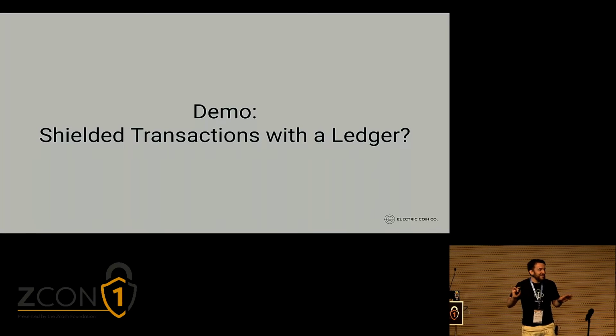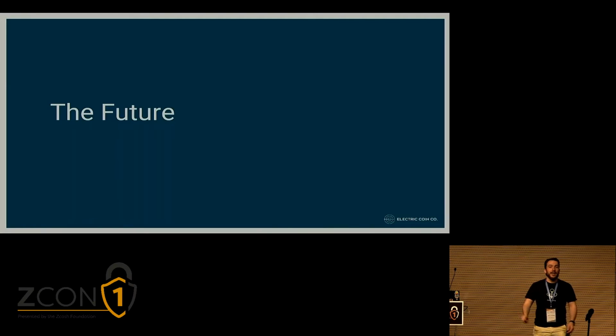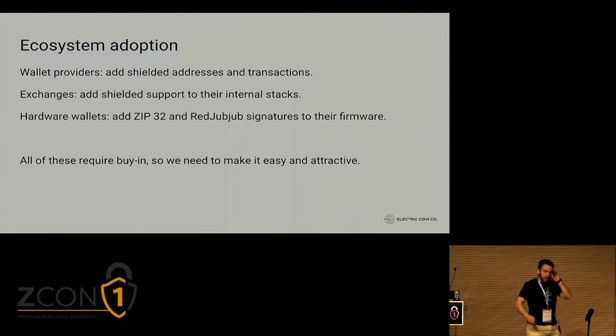Cool, so most of my demos worked. With that in mind, where can we go from here? The primary motivation for this is ecosystem adoption. As we know, we have a bit of a problem with shielded transactions not being used, and the main reason that I see for that is just: who do you use them with?